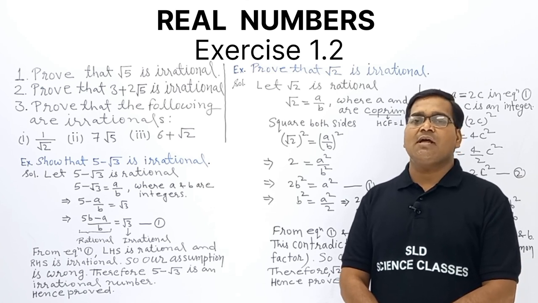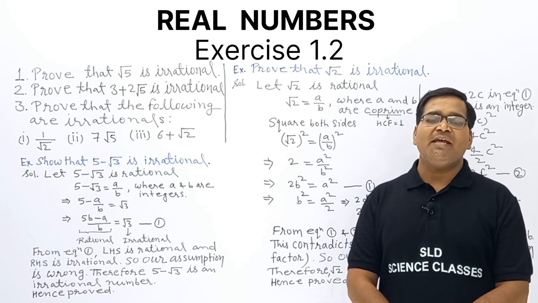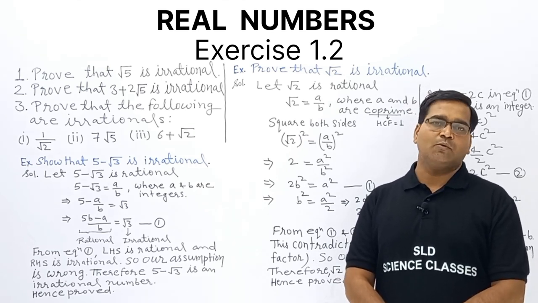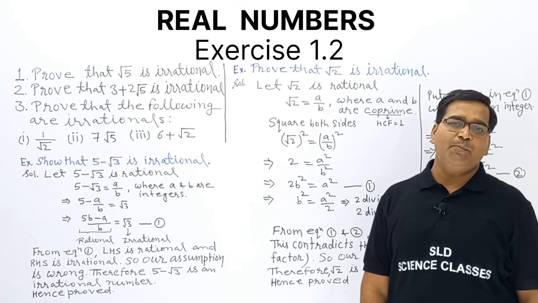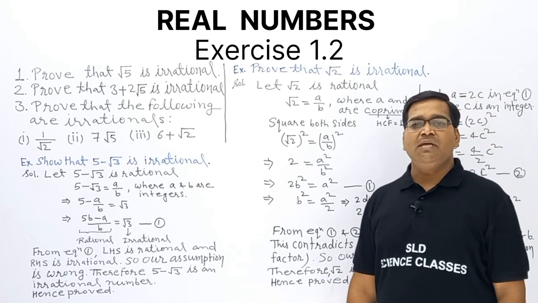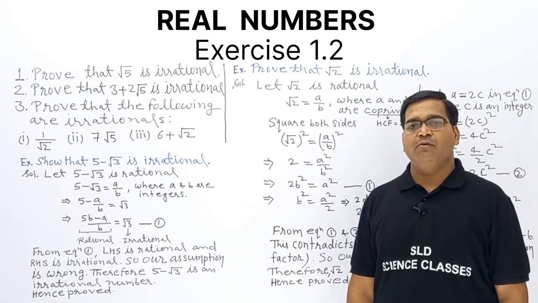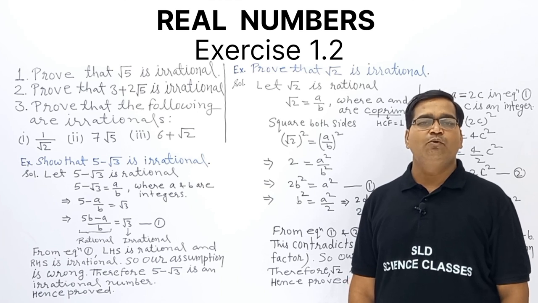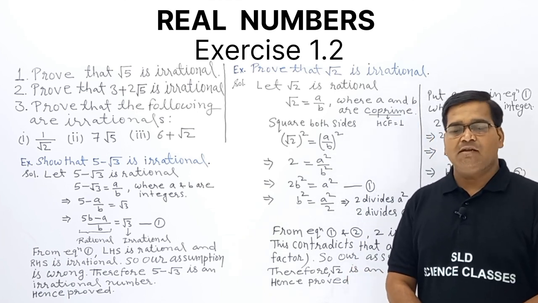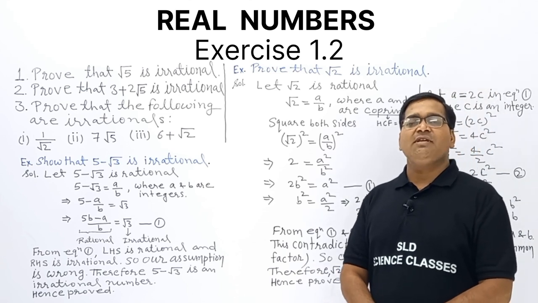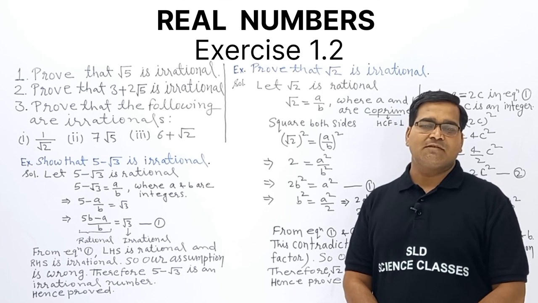In the introduction class, we discussed that rational numbers are expressed in the form of P upon Q, where P and Q are integers and Q should not be equal to 0. Like 1 upon 2, 3 by 2, 7 by 2. These all are rational numbers. Another way, we can say all integers are rational numbers.